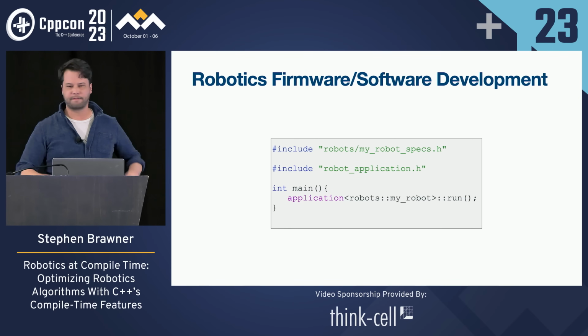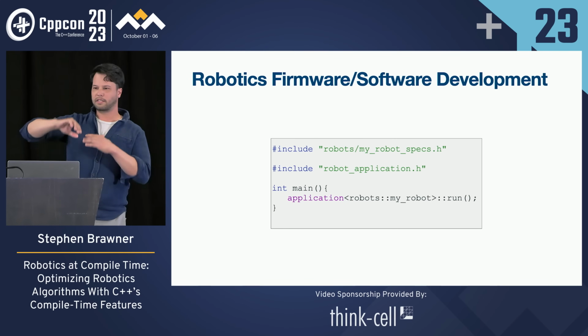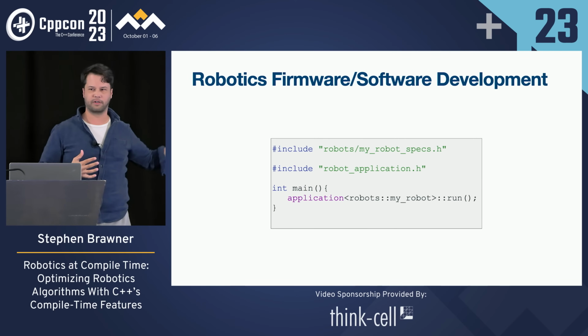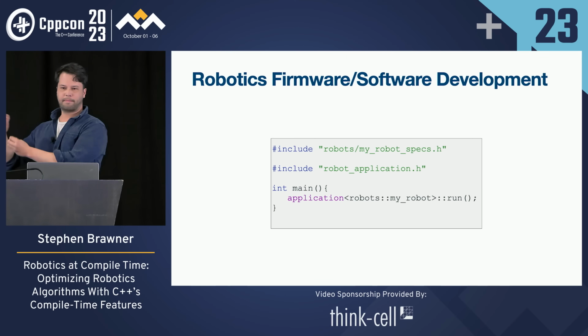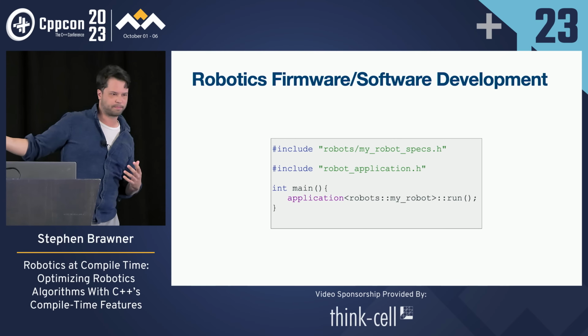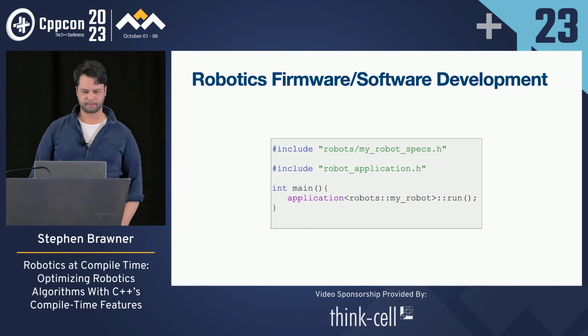So my vision of a robot program looks like this. There is a spec file that describes your robot, and you have your application code that's been unit tested and whatnot, and then you combine it at compile time, and then you can run it. It takes the hardware specs and combines it with your program to write very performant code.